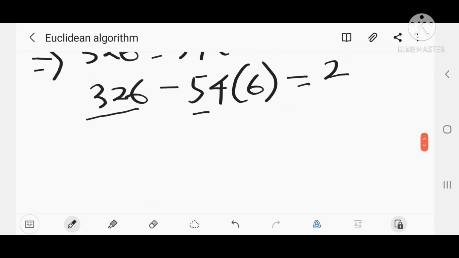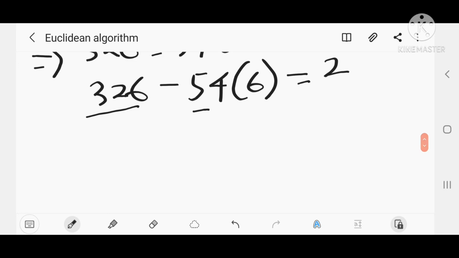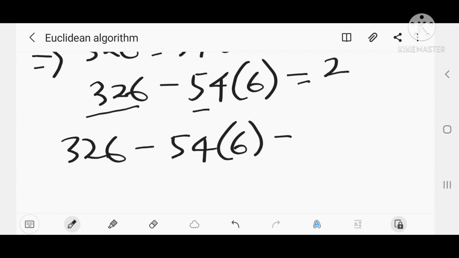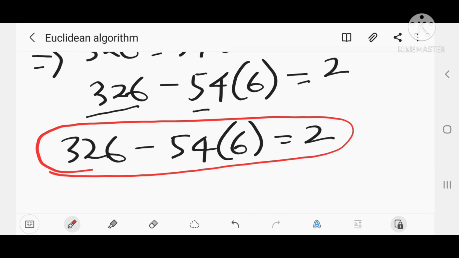So the linear combination of 326 and 54, using the Euclidean algorithm, is 326 minus 54 times 6 equals 2. So this is our linear combination, and the GCD is 2. That is it.